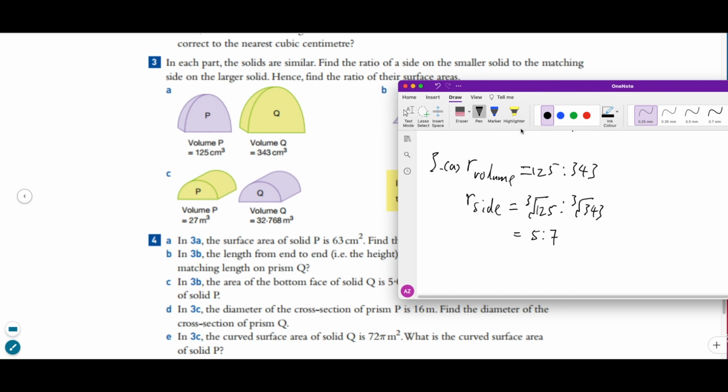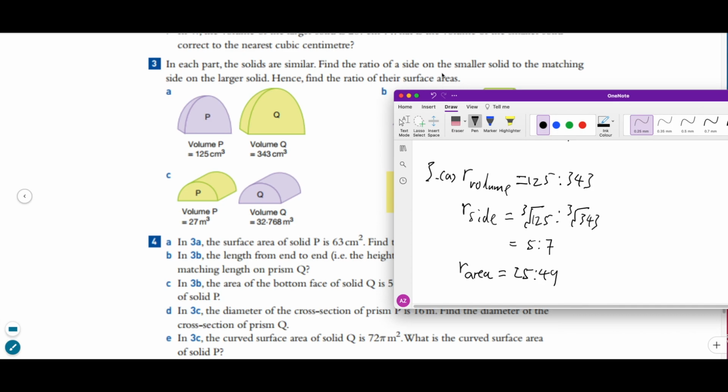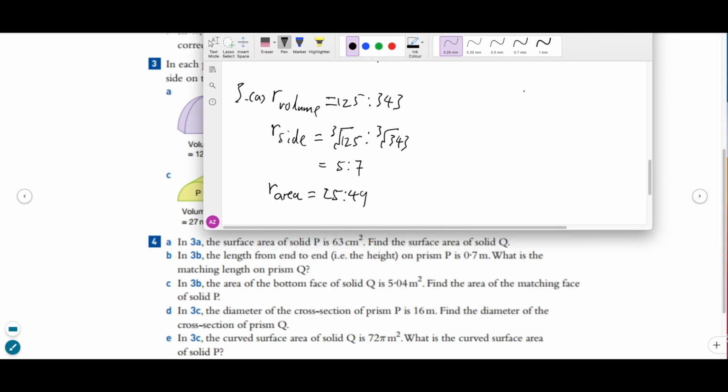Okay, so then the next question says hence find the ratio of the surface areas. So once you work out the side, you can just work out the area. What is 5 squared? 25. What is 7 squared? 49. Right. So that's how you can do 3a. So it's pretty straightforward, right? Basically, you're just working backwards. Rather than going from side to volume, you're doing volume to side. And then question 4a. Let's take a look at 4a. So in question 3a, the surface area of the solid P is 63.